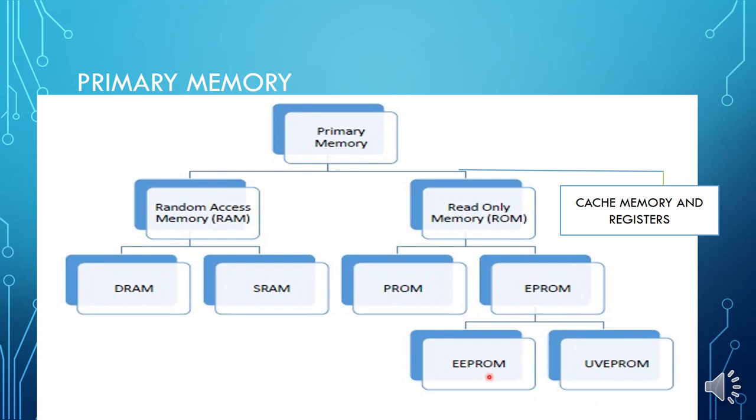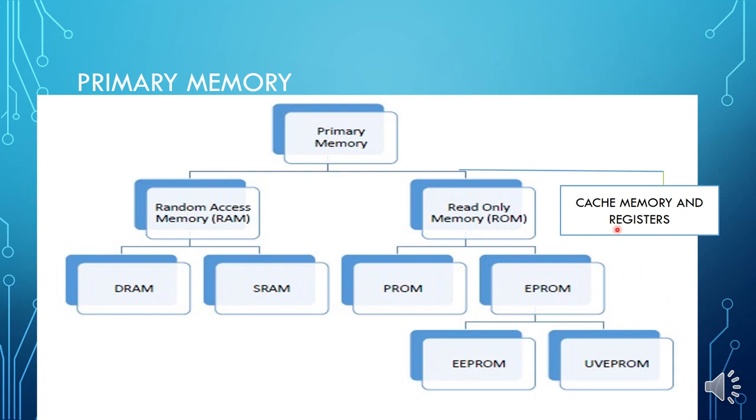And there are two types, EEPROM and UVEPROM. EEPROM is electrically erasable programmable memory, and UVEPROM is ultraviolet erasable programmable memory. Electrically erasable means we are erasing data with the help of electricity or electrical signals, while in UVEPROM you are erasing your ROM data with the help of UV light.